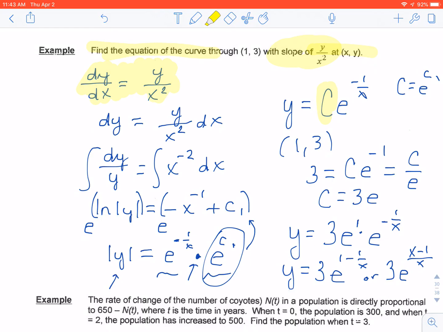So dy/dx equals y over x squared. Then we're going to separate the variables. So I'm going to multiply both sides by dx. Then I notice this y needs to go over with the dy, so now I'm going to divide both sides by y, and then we can integrate. Now when we integrate, we'll get ln absolute value of y equals negative x to the negative 1 plus c. I called it c1.